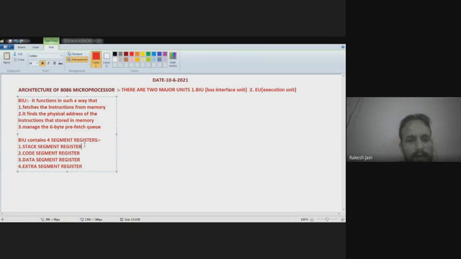They can be denoted or abbreviated as SS, CS, DS, and ES. The code segment register is denoted as CS. The data segment register is denoted as DS, and the extra segment register is ES. Apart from them, in the bus interface, you need the 6-byte prefetch queue.